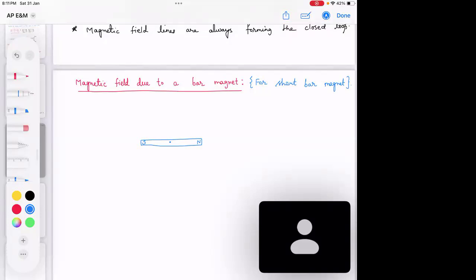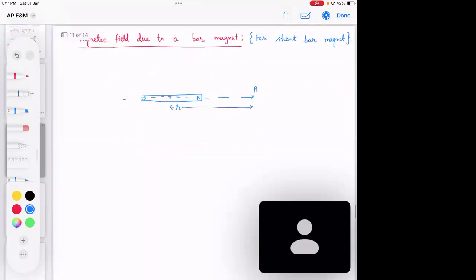From the center of the bar magnet, let's say the point is at distance R from the magnet. Here we are measuring the distance from the center of the magnet. At a distance R we want to calculate. Can you tell me what this point is? Can I call this point the axial point? Please tell me. This is the axial point.